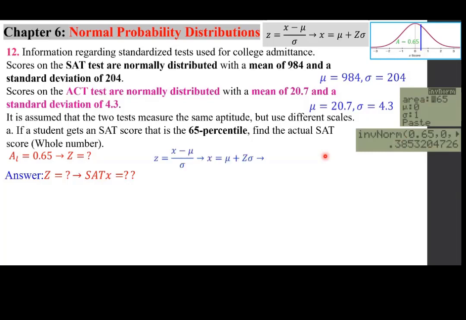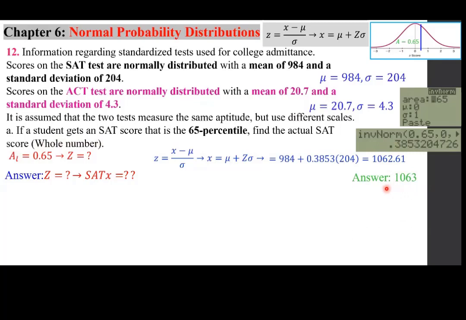Z equals x minus mu over sigma. If we do the cross product here, x becomes mu plus z sigma. Mu, we wrote it here. Sigma right here. What about the z? We just came up with the z again. The graph tells us what's going on, or the table, plug in. So the answer is that. Going back to the question, we want a whole number, so therefore we rounded accordingly: 1063.